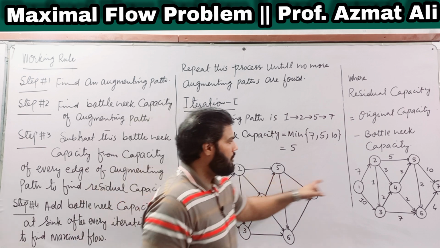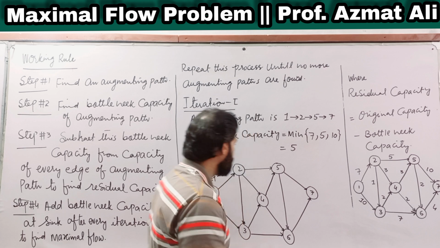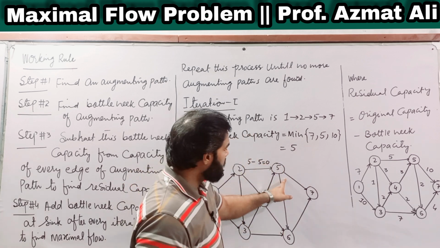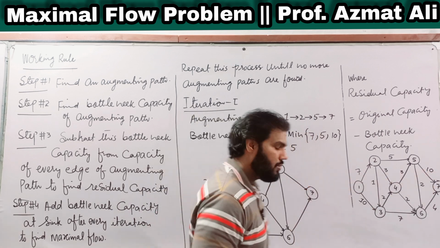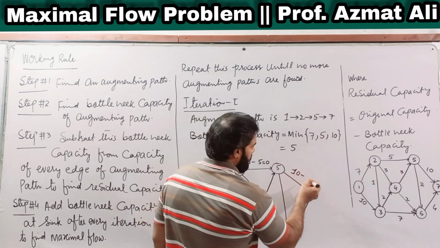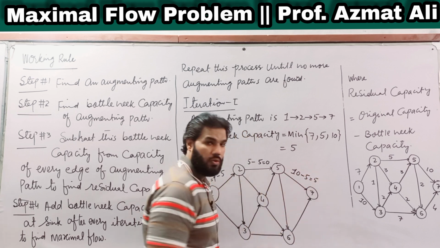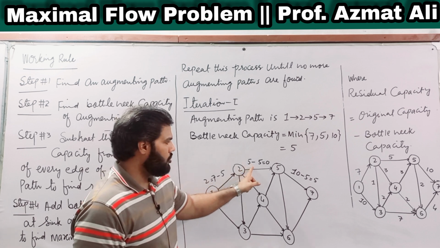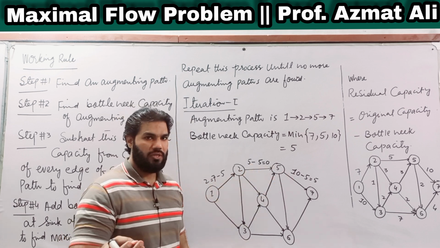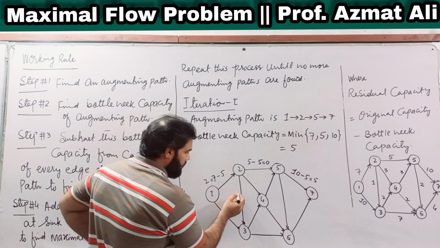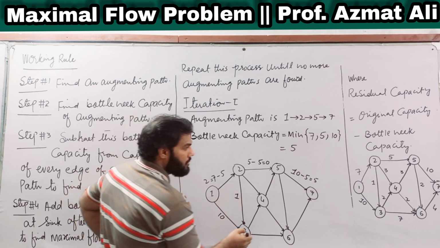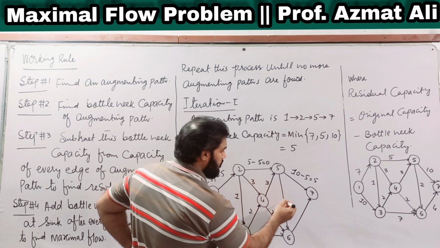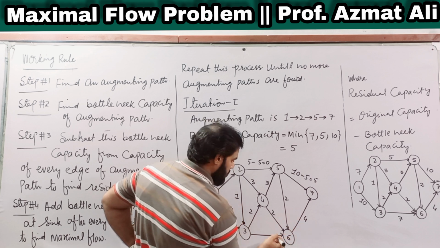From node 2 to node 5, the capacity is 5 units. 5 minus bottleneck capacity, this will become 0. Node 5 to node 7, the capacity was 10. Now it becomes 10 minus 5, that is equal to 5. So the residual capacities of this path will be 2 units, 0 and 5, and the remaining figure remains the same, that is here 1 unit, 10 units, 2 units of capacity, 2 units of capacity, 3 units, 3 units, 2 units, 4 units, 7 units.